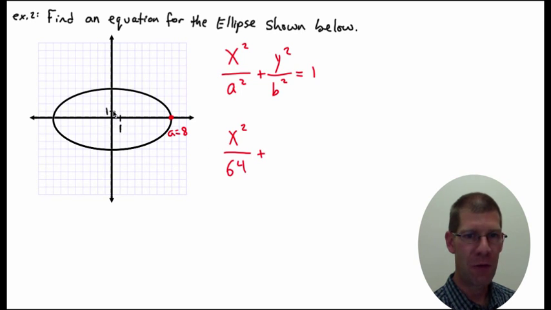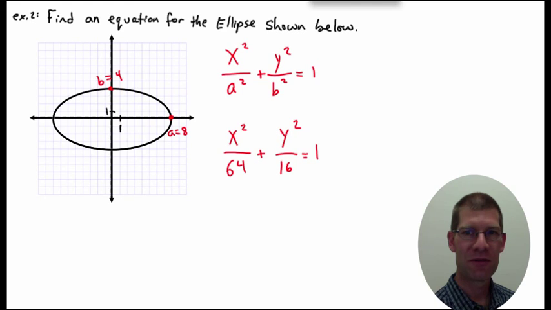Plus my y value is 4. So then b has to be 4. So y squared over 4 squared, so 16, equals 1. So that would be the equation for the ellipse given there.